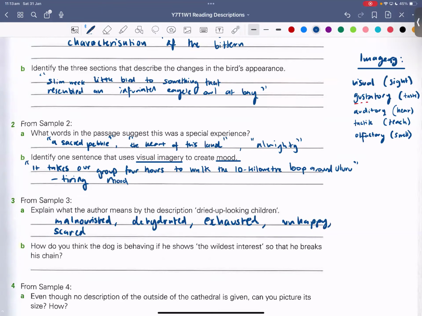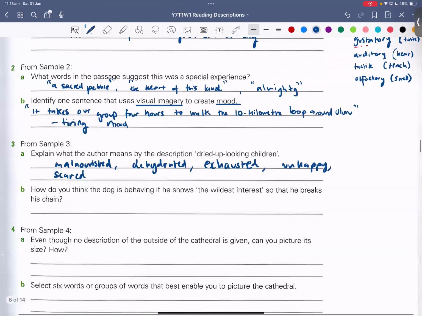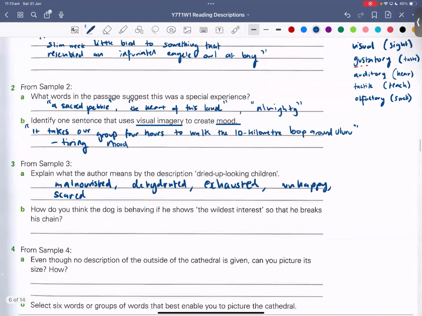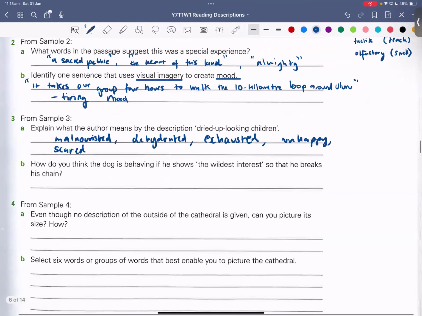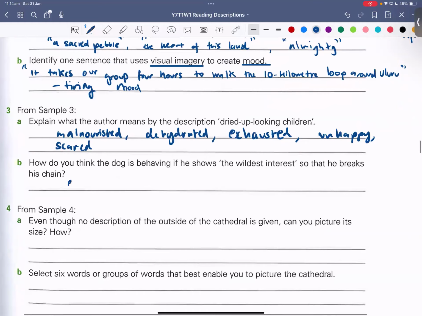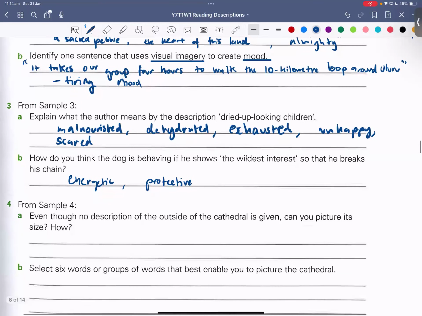How do you think the dog is behaving if he shows the wildest interest so that he breaks his chain? Yes? Yeah, so very hyper, energetic. And also he's quite, sorry? Yes. Perfect. Protective was a good one.